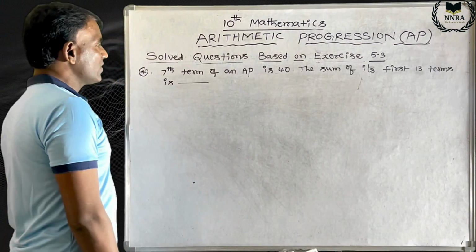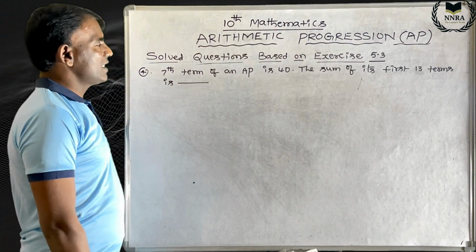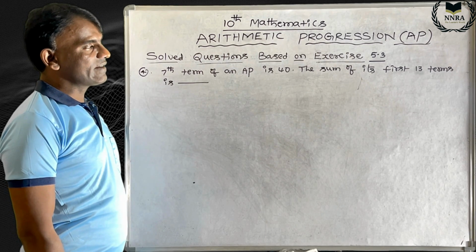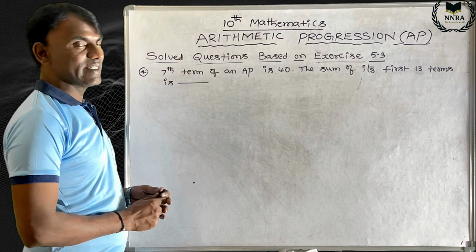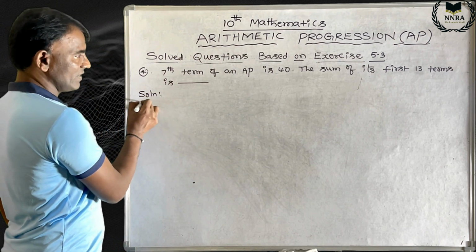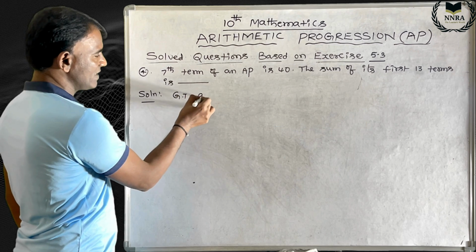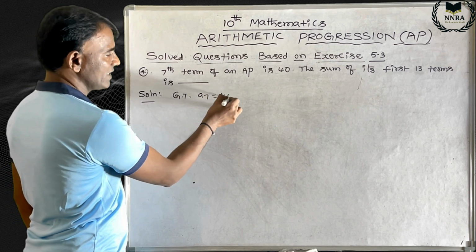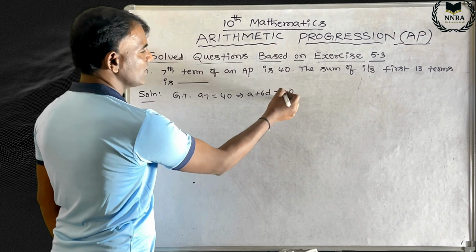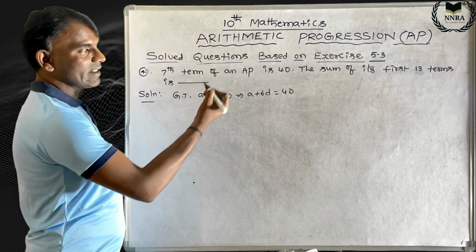Okay, now this is the fourth question. The seventh term of an AP is 40. The sum of its first 13 terms is dash. Then first we write the a7 value. What is the value of a7? That is 40. a7 can be written as a plus 6d equal to 40. And what do they ask in this?